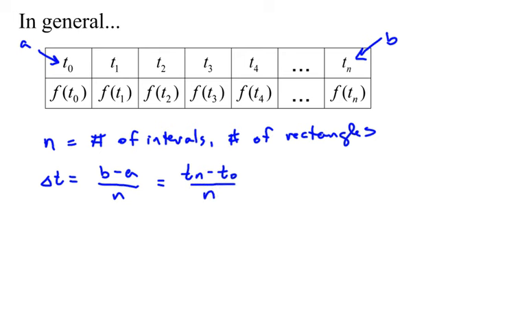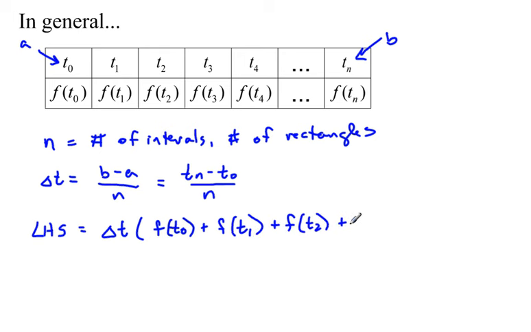For our left-hand sum, our width is delta t, and then we take all the left-hand y values. So that's going to be f of t sub 0 plus f of t sub 1 plus f of t sub 2, and this goes all the way on to the one before the last, so f of t sub n minus 1. On the left hand, we don't use that last value, and so the last one we're going to use is t sub n minus 1.